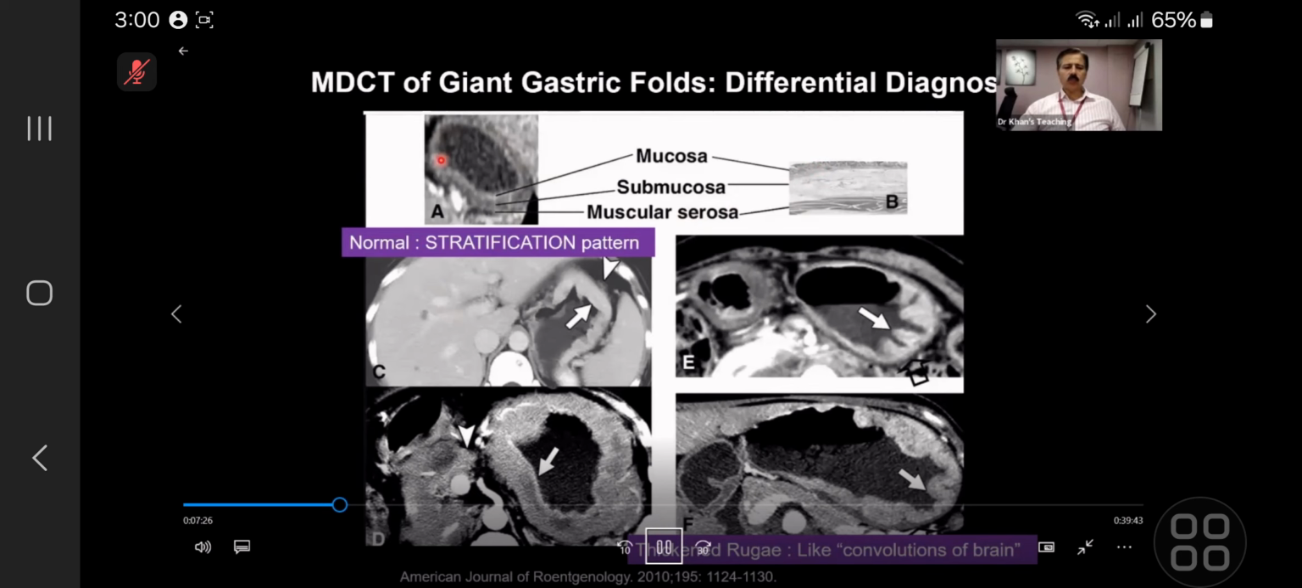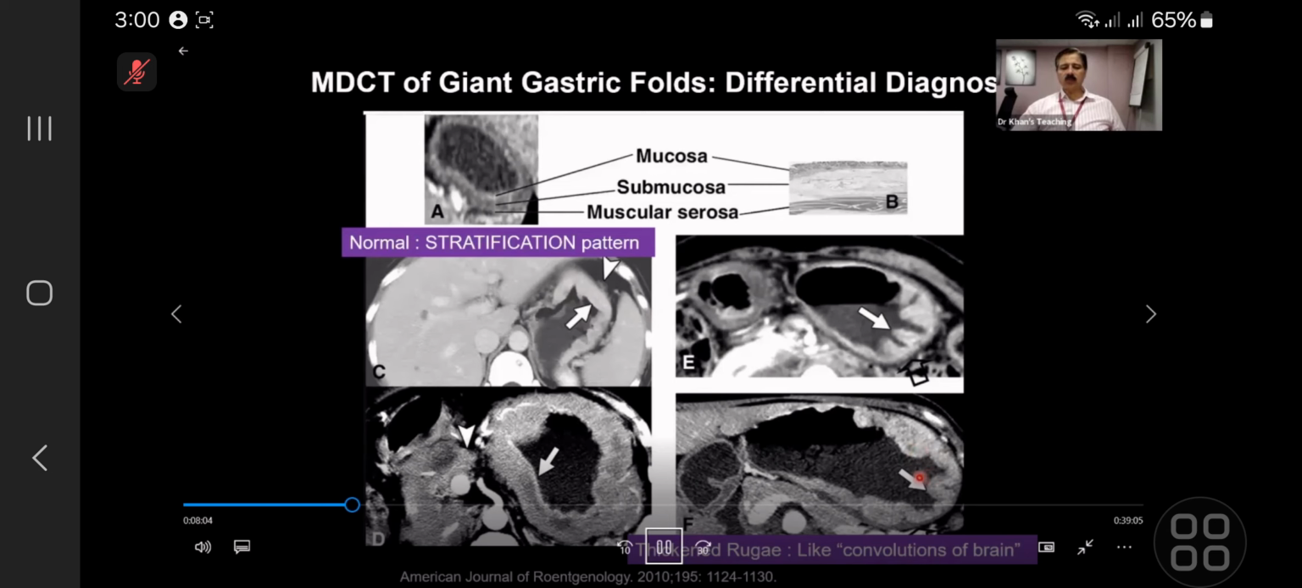And in a usual enhancement of the wall, you can see what we call the stratification pattern. This is a normal arterial phase scan, where the mucosa is enhancing like this, submucosa like this, and muscularis like this. And this pattern is known as stratification. In tumors, etc., you lose that stratification. This I have already shown you an example. But rugae can also be seen like this, thickened mucosal folds.